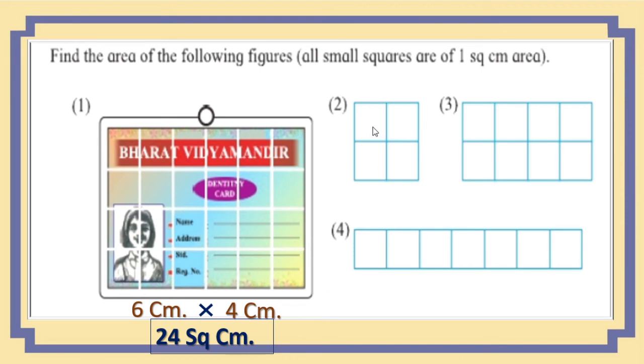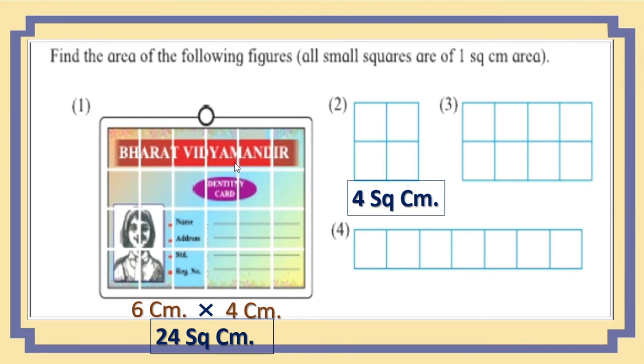Now we will try to find the answer for this. What is the area of this figure? 1, 2, 3, 4, or 2 multiplied by 2. Here is also 2, here is also 2. So what is the answer? Very good. 4 square centimeter.